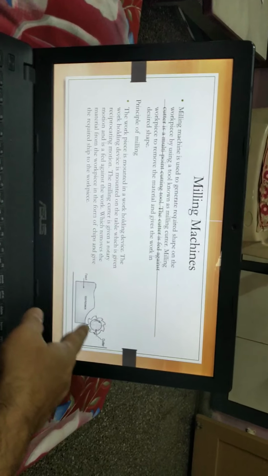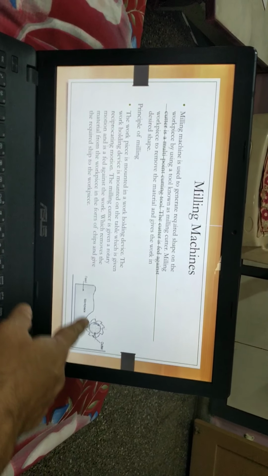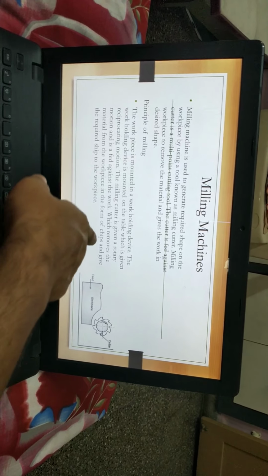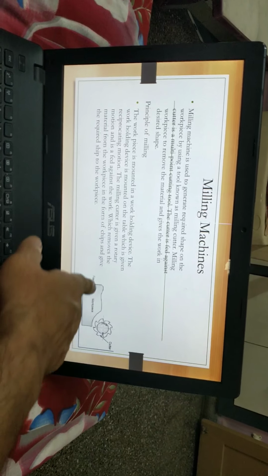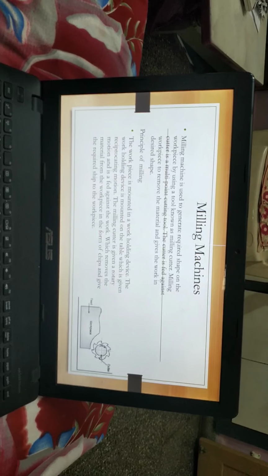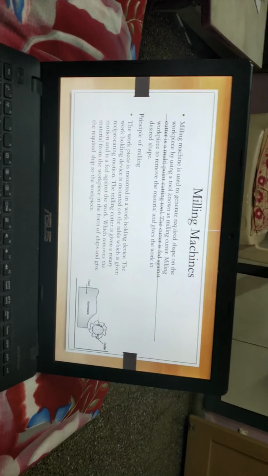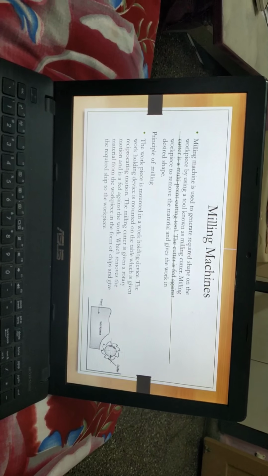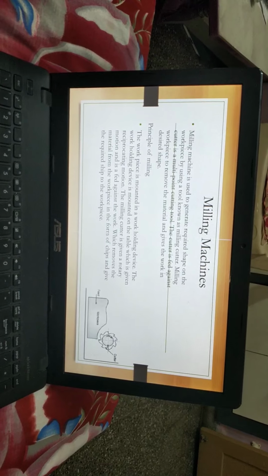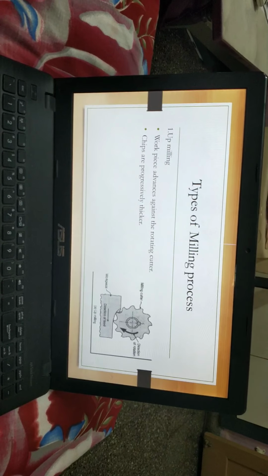See, the cutter is rotating, it is fixed. We are giving movement to the workpiece towards the cutter. We are shifting the workpiece towards the tool, so there will be removal of metal and we get the required shape.